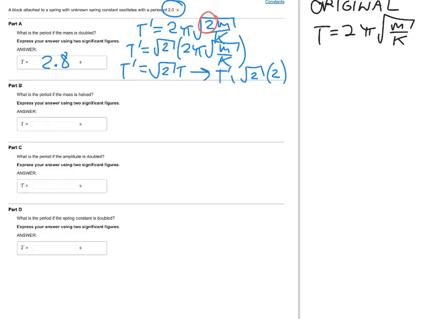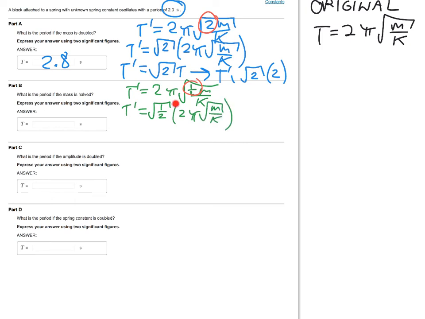For the next one, we want to know what happens if the period is halved. So we'll start with the same basic thing. T prime is 2 pi times the square root, but now we're going to do 1/2 m over k. Once again, we can pull out that only difference there, the 1/2, and since it's under the root, it stays under the root, so T prime is going to be the square root of 1/2 times 2 pi times the square root of m over k.